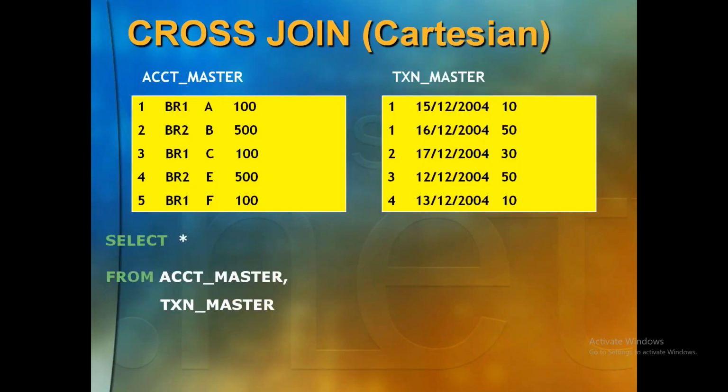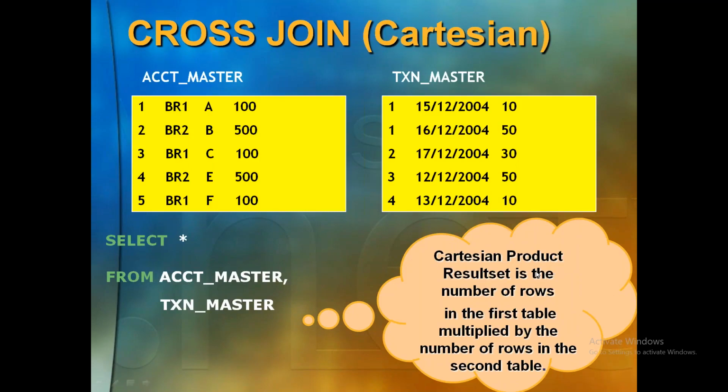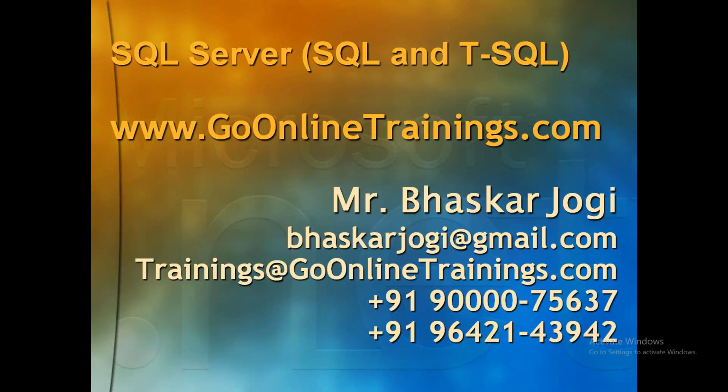So what is a cross join? The cross join always will give you a Cartesian product result set: the number of rows in the first table multiplied by the number of rows in the second table. Number of rows: 1, 2, 3, 4, 5. 1, 2, 3, 4, 5. 5 into 5, 25 rows you will be able to get. Cross join, or it is also called a Cartesian product. In real time, we are going to be using it in many cases. Clear? One more thing is left, that is self join, that we'll discuss tomorrow.